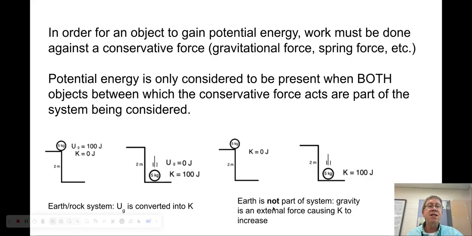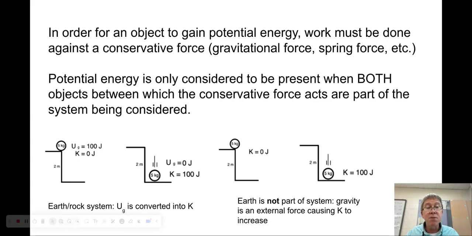But what if I said the Earth is not part of the system? In that case, and I know this is strange, if the Earth is not part of the system, then I can't have potential energy because you have to have two objects to have a force. Now, obviously, the force of gravity is there. But since the Earth isn't part of our system, we're considering it to be an external force.